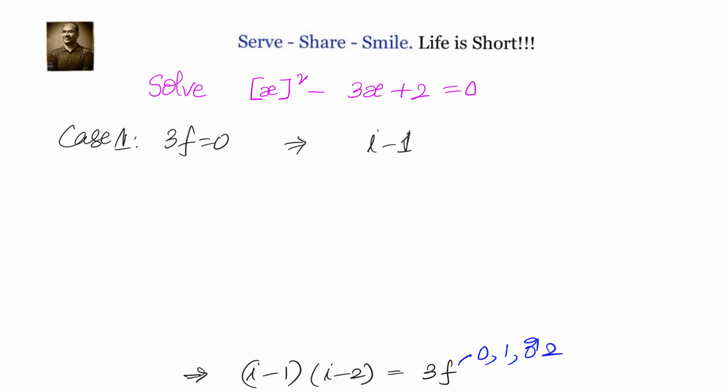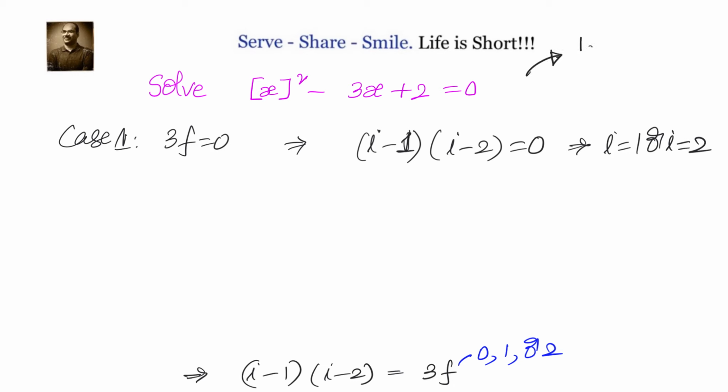Let's go to the first case. We have I minus 1 into I minus 2 equals 0, which is the same as x squared minus 3x plus 2 equals 0. We simply know that I equals 1 or I equals 2. In this scenario, f is 0, so our x value will be I plus f. That is 1 plus 0 is 1, and also 2 plus 0 is 2.